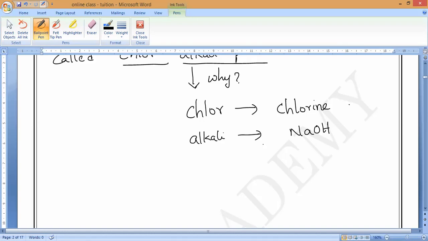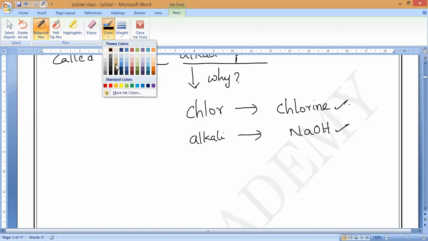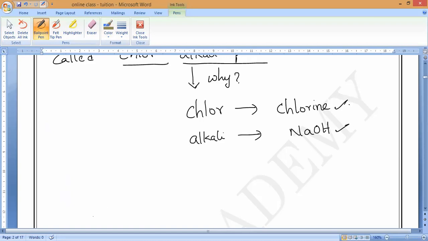So we will describe the importance and uses of sodium hydroxide as well as chlorine gas, and as well as what is the one more product? Hydrogen gas. Yes. That is what you have to remember.